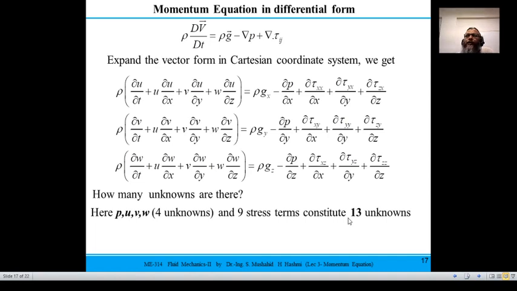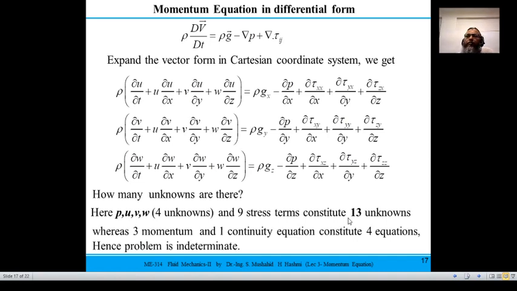As far as the problem is concerned, we have 3 momentum equations and 1 continuity equation. So altogether we have 4 equations and 13 unknowns. Obviously, mathematically, the number of unknowns is higher than the number of equations, so the problem is indeterminate. So we cannot solve this problem. We have formulated it using Newton's second law of motion, but the problem is mathematically indeterminate.